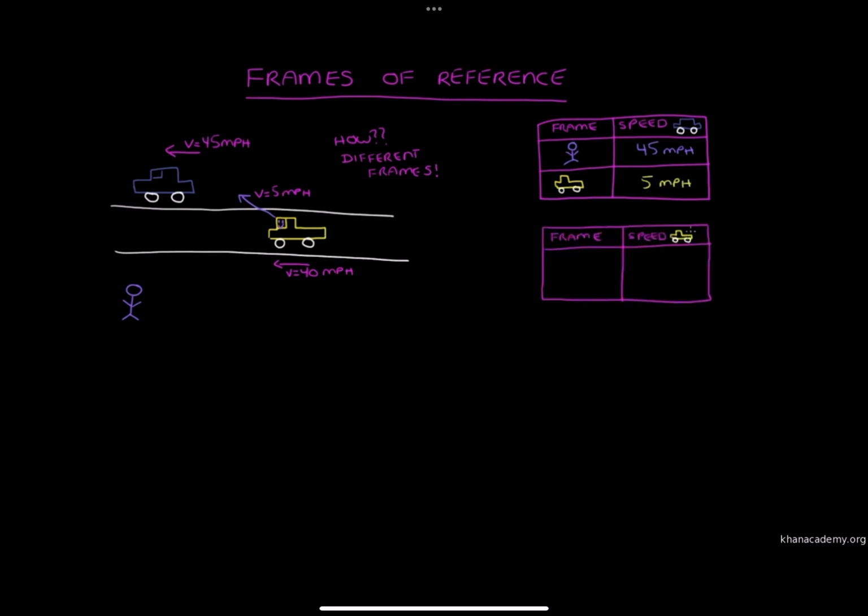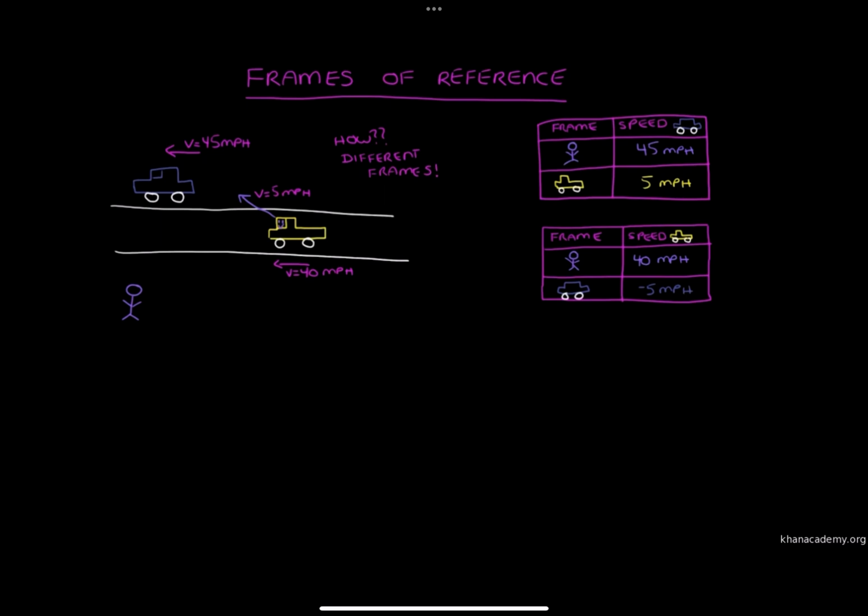Now let's do the exact same thing for the speed of the yellow truck. So what is the speed of the yellow truck for the observer on the side of the road? It's 40 miles per hour. And what do you think the speed of the truck is for the person using their blue car as the reference frame? Well, the blue car is moving at 45 miles per hour and the truck is only moving at 40 miles per hour. So the speed of the yellow truck is actually 5 miles per hour slower than this reference frame because the blue car is already moving at 45 miles per hour.